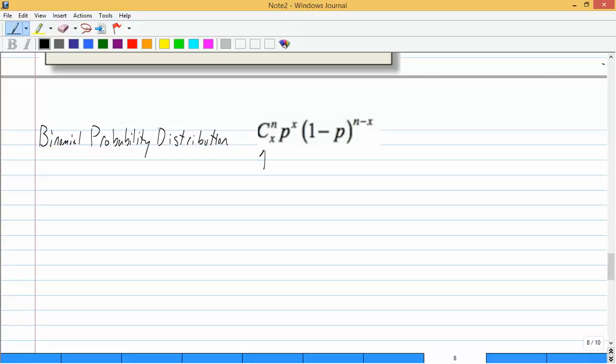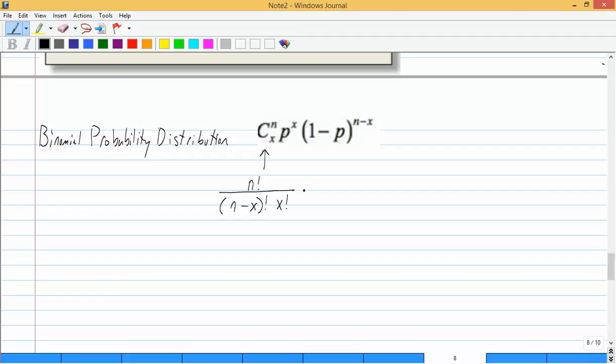Remember, this first part here, this C with the X here and the N here, that's the combination. So to figure out this part, you have to say N factorial divided by N minus X factorial times X factorial. Since these variables are written as a string with no signs in between, that means multiply. And so we'll work that part out.